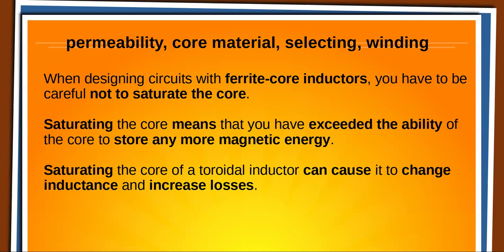It can only store so much flux, basically. So at a certain point, when you reach that, it stops increasing as acting like an inductor, and it stops storing energy. Particularly in the case of a transformer, you're no longer going to have an increasing field. So the secondary is not going to see a changing magnetic field, so you're not going to get the power transfer.